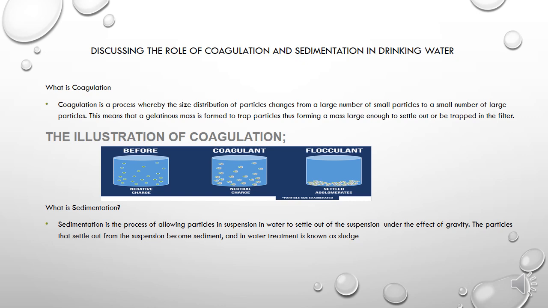What is sedimentation? Sedimentation is the process of allowing particles in suspension in water to settle out of the suspension under the effects of gravity. The particles that settle out from the suspension become sediment and in water treatment are known as sludge.